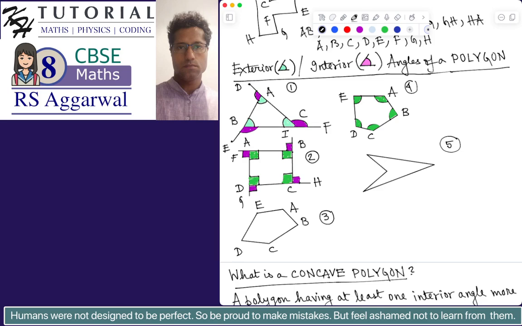I will extend the side AB to the point F. So this angle is an exterior angle of this polygon. Let's see what the next exterior angle we can draw is. I am extending the side AE to the point G. So this angle is another exterior angle.